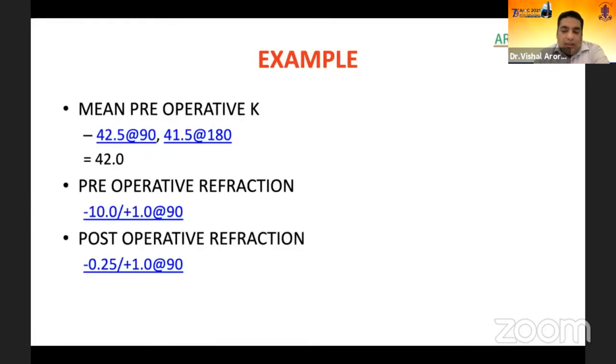And then we'll arrive at the mean post-operative K. So I'll just start with an example. If we have a person who has a mean pre-operative K of 42 diopters, and a pre-operative refraction of -10 diopter spherical with a +1 of cylinder at 90, and a post-op refraction of -0.25 spherical and a +1 cylindrical at 90.